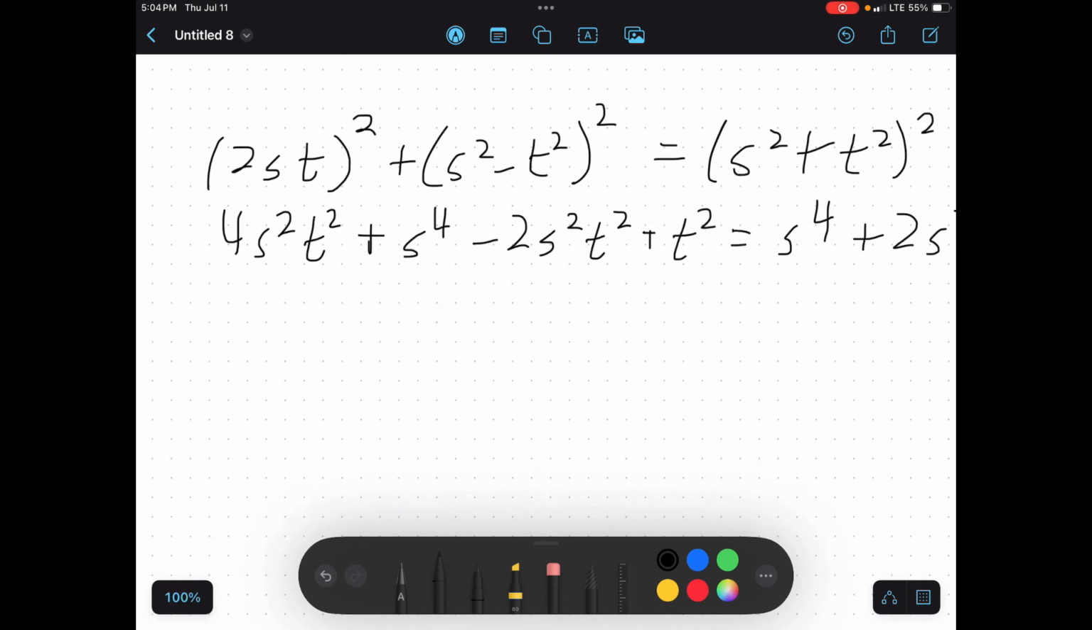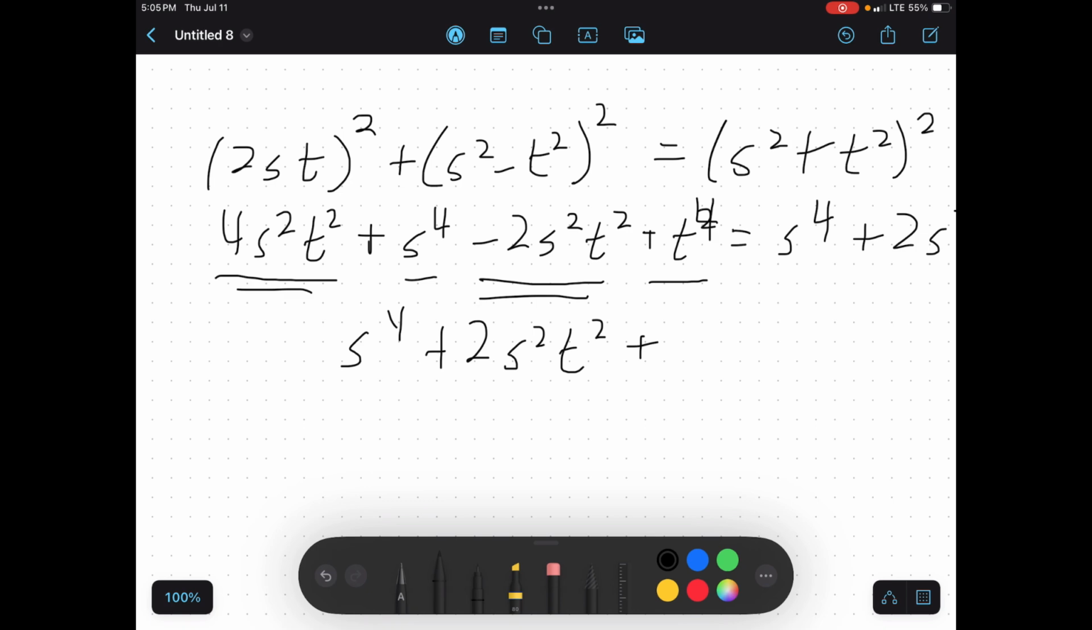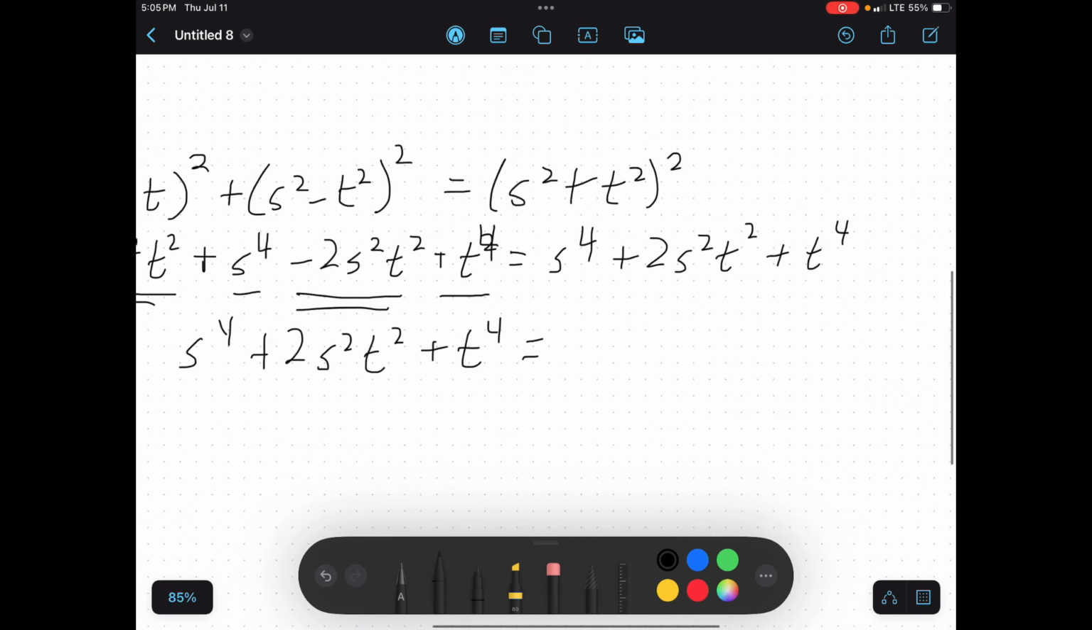You'll notice I have an s to the 4th. I have, this was supposed to be t to the 4th, my apologies. That's a 4 now. I have a plus t to the 4th, and I have 4s squared t squared and minus 2s squared t squared. Those are like terms, and when I combine those, 4 minus 2 is 2. So what I wind up with is s to the 4th plus 2s squared t squared plus t to the 4th. And that equals, well, look what I already had on this side.